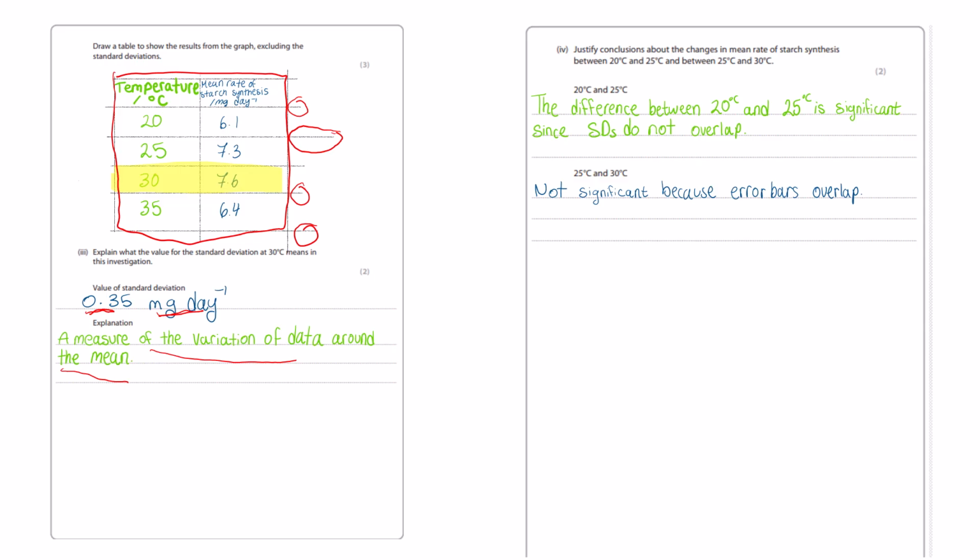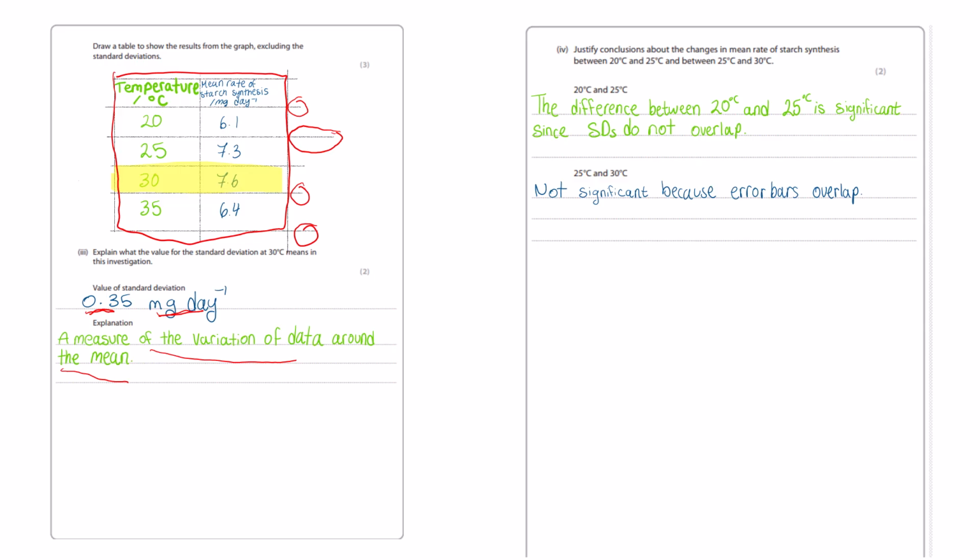Question IV. Justify conclusions about the changes in mean rate of starch synthesis between 20 degrees Celsius and 25 degrees Celsius and between 25 and 30 degrees Celsius. Okay, so between 20 and 25, when you're answering these questions, make sure to always be looking at the graph. So the difference between 20 degrees and 25 degrees Celsius is significant since standard deviations do not overlap. When error bars or standard deviations do not overlap, there is statistical significance.